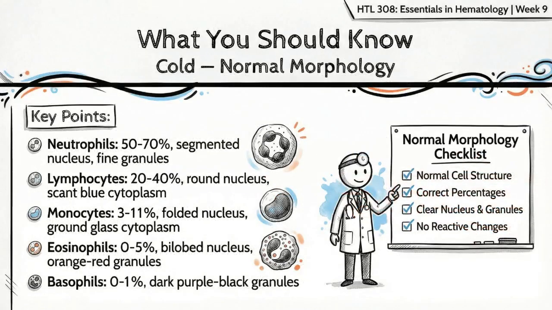Let's do a quick recap of the absolute essentials from today. These are the facts you need to know cold, because they're your baseline for everything else. Remember your neutrophil percentages and their classic 2 to 5 lobed nucleus. Lymphocytes are smaller, with that dense, dark nucleus and scant cytoplasm. Monocytes are the largest, with their kidney-shaped nucleus and ground glass cytoplasm. Eosinophils are unmistakable with those bright orange-red granules, and basophils are rare but memorable with their dark, obscuring granules. And don't forget that granulocyte maturation sequence; anything earlier than a band in peripheral blood is a big deal.